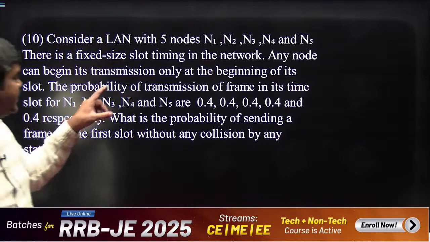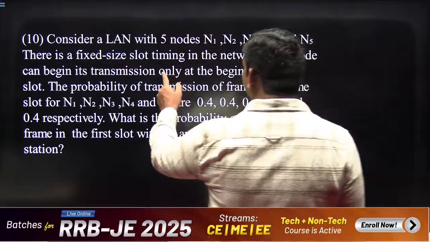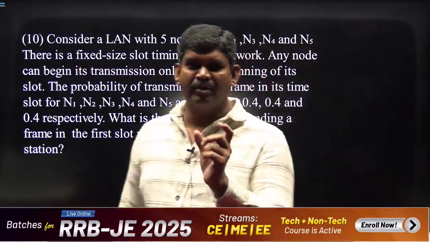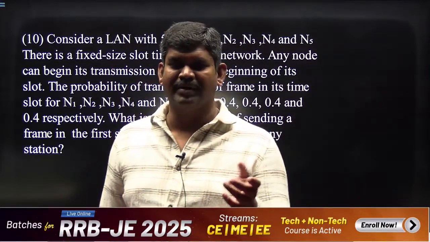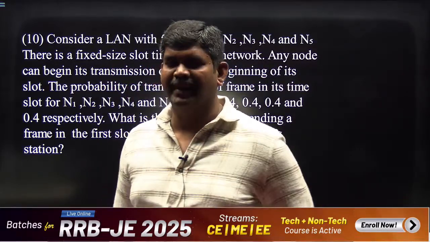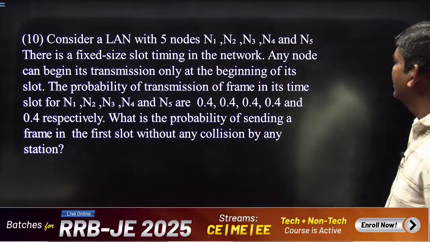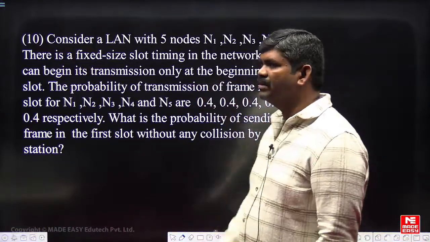Yeah, there are 5 nodes N1, N2, N3, N4 and N5. There is a fixed size slot timing. It is to convey that every slot time is fixed. Okay, they are not changing. It might be a microsecond or some time, that time is fixed. In the network, any node can begin its transmission only at the beginning of its slot.